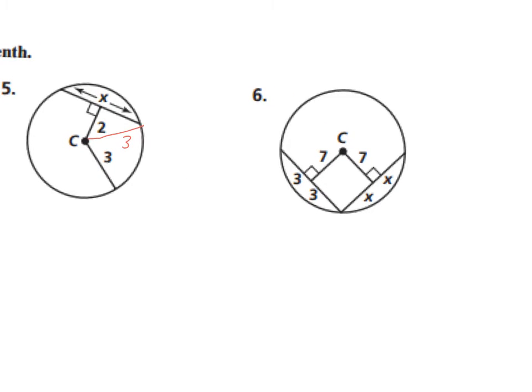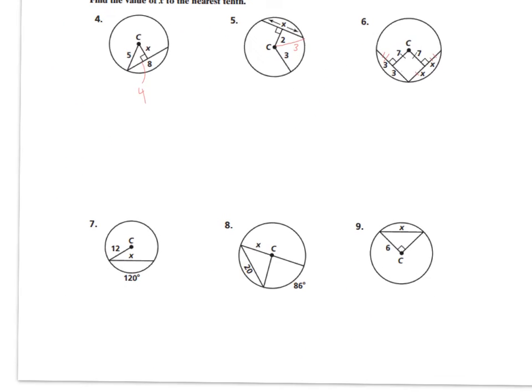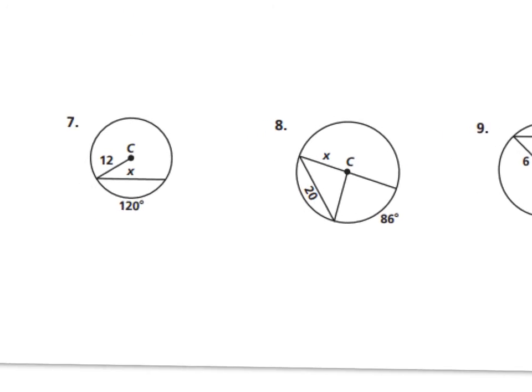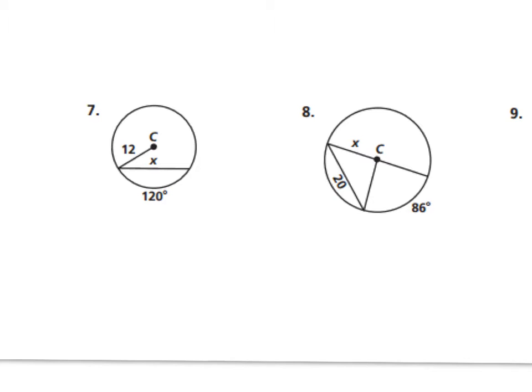And then number 7, if these two are equal, then these two have to be equal as well. So x has to be equal to 3. And number 7, I'm drawing in the radii right here. So you want to know this whole distance across here.